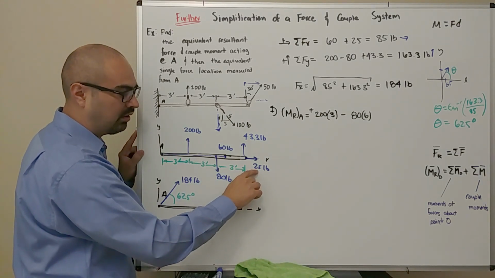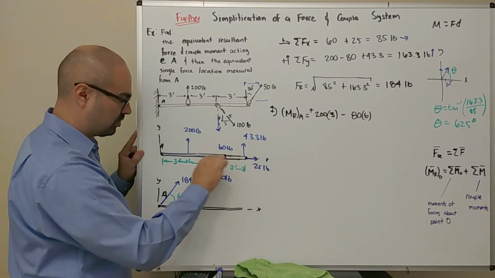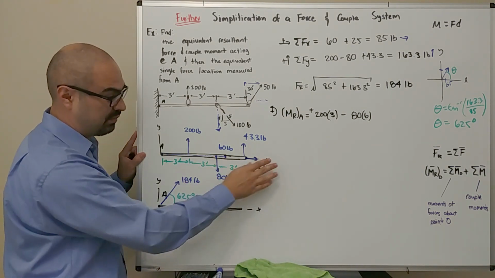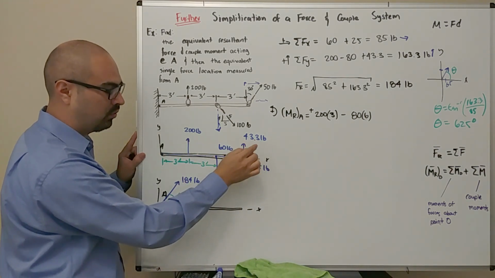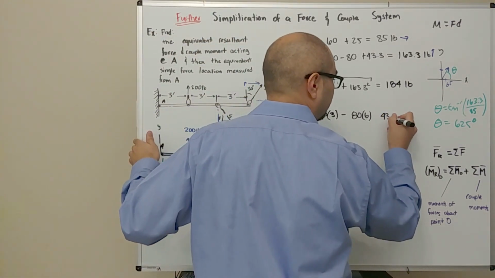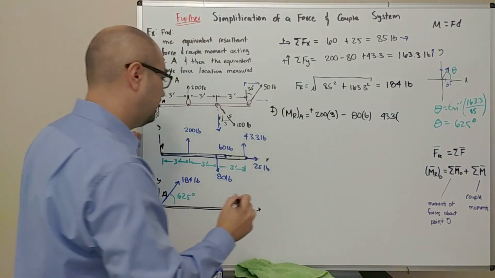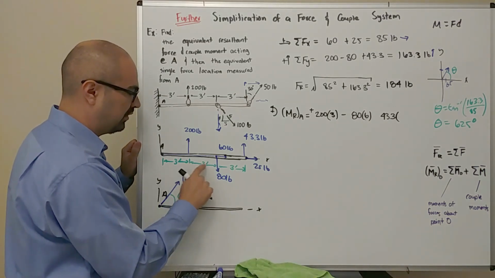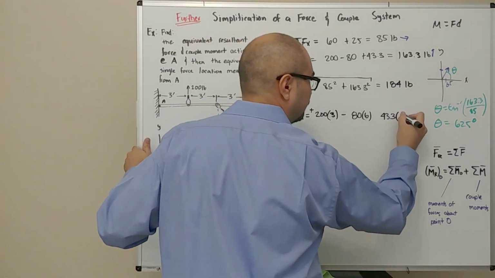This 25-pound force, which also passes through point A, same thing, it's not going to contribute. So all we have to worry about is this last one, which is 43.3 times the distance. So this is 3 plus 3 plus 3, which is 9.